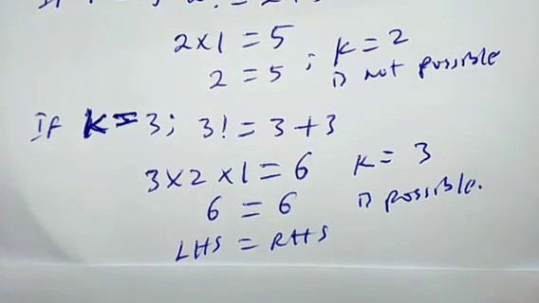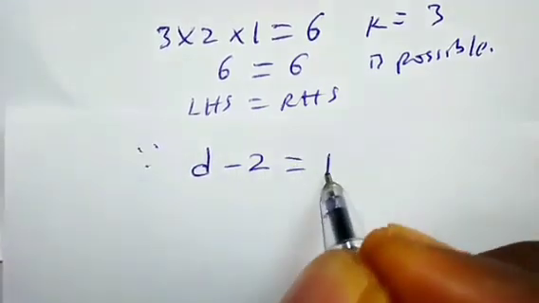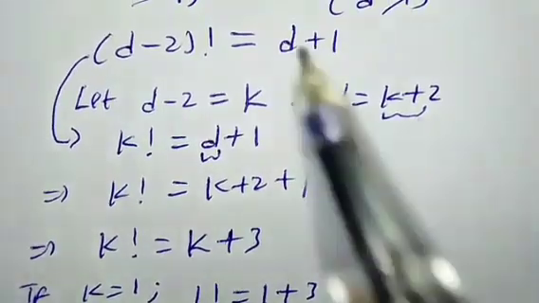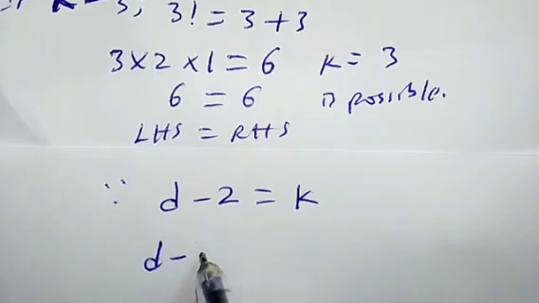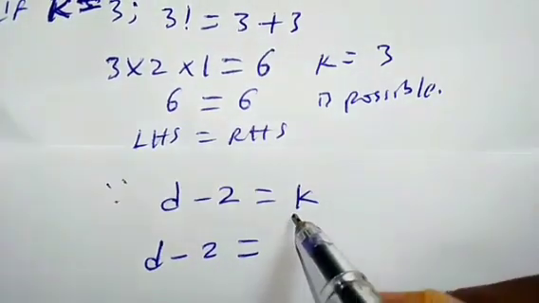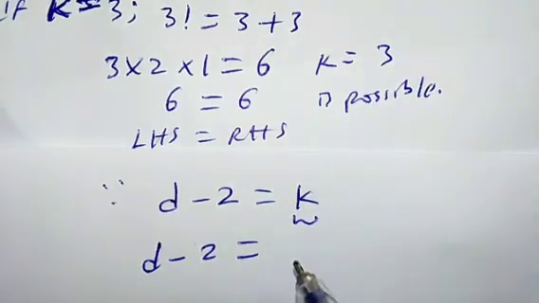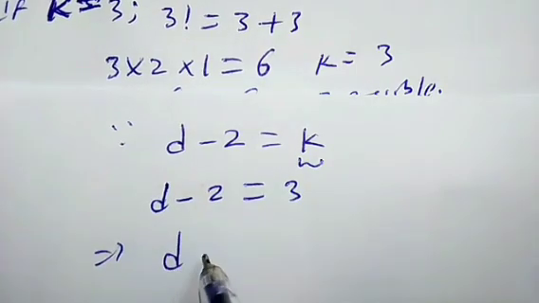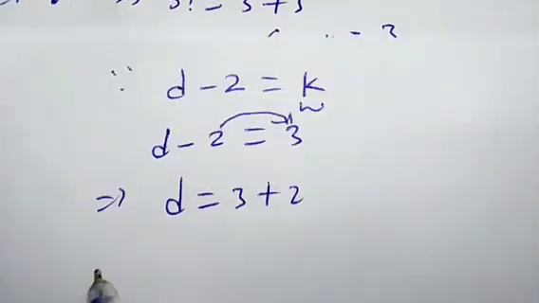Let us proceed further. Since d minus 2 is equal to k, our assumption here, d minus 2 equals k. So let us continue. d minus 2 is equal to, what is k? Our k is equal to 3. That is the possible case. So we have 3. This implies that d equals 3 plus 2 when 2 goes to the right side. Therefore, our value of d is equal to 5.